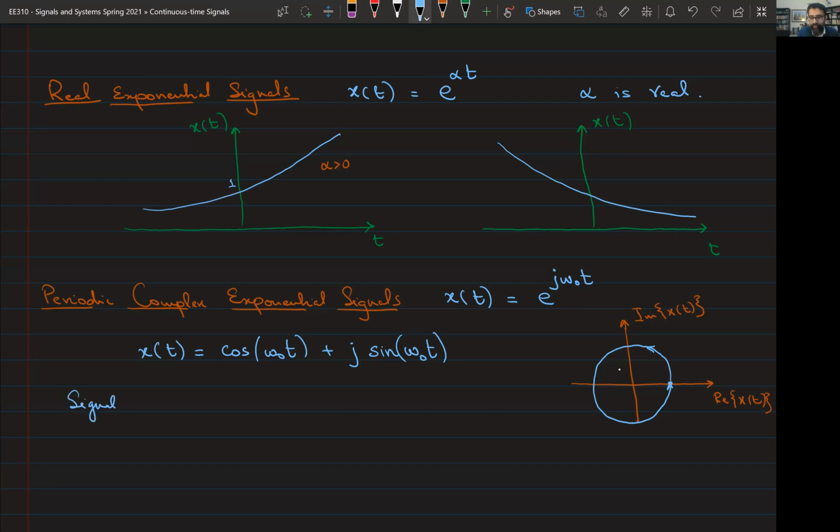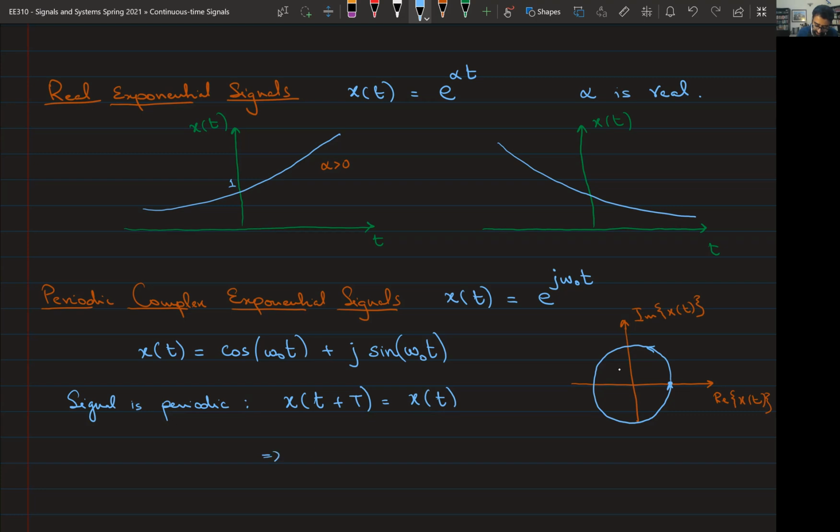And you could have seen from the graphs as well. Of course, this is periodic, right? And the reason why it's periodic is because there's a cosine and there's a sine. And I know that cosine is periodic. I know that sine is periodic as well. Okay. So another way to show that this is periodic is I just evaluate what x of t plus capital T is. In other words, I want to find a capital T which satisfies this condition that x of t plus capital T must be equal to x of t.